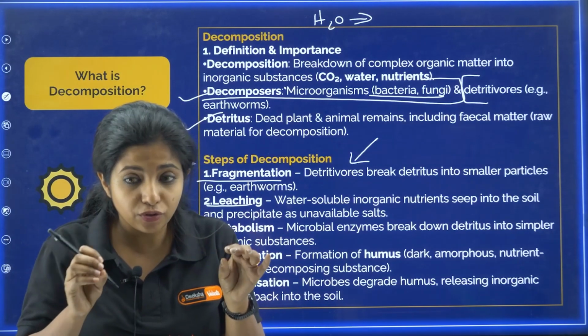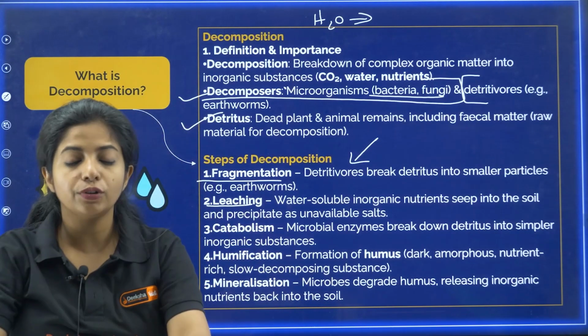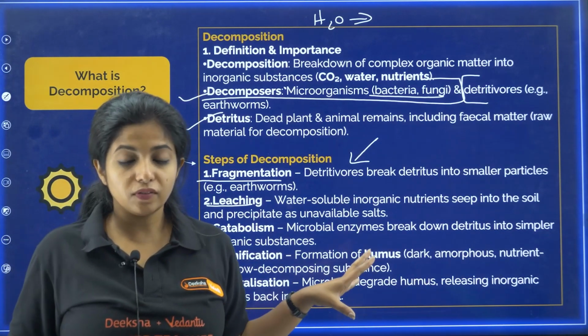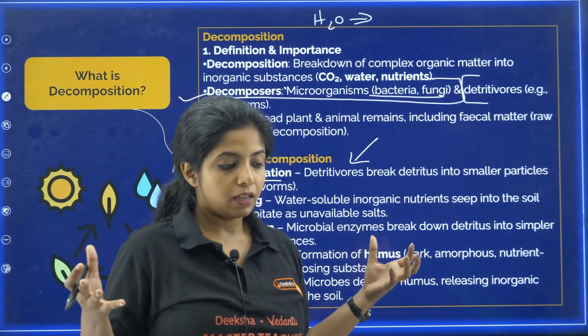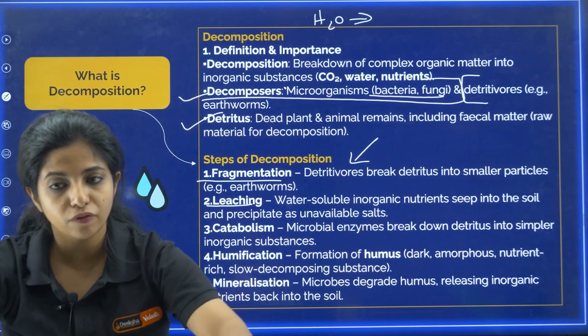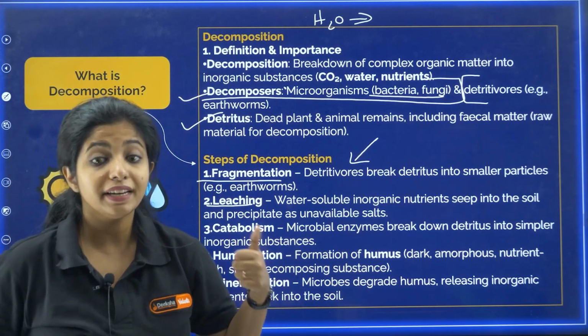Slowly, inorganic nutrients will seep into the soil and precipitate as unavailable salts. It won't be visible, it won't be available for us, it will be like unavailable salts deep into the different soil layers. That is known as leaching.